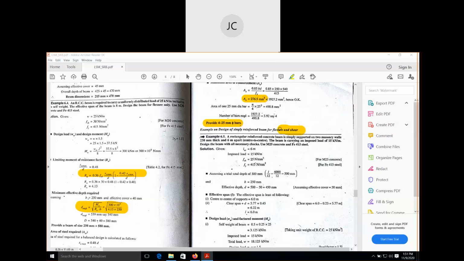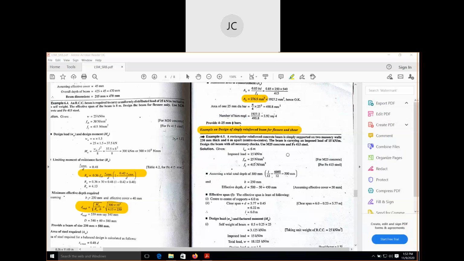You can see here, an example on design of a singly reinforced beam for flexure as well as shear. That means here you first have to find the area of steel, then we have to find the shear reinforcement also. This problem is going to be a lengthy one, so all of you try to understand. I will try to explain, and if you have any doubt after that you can ask me.